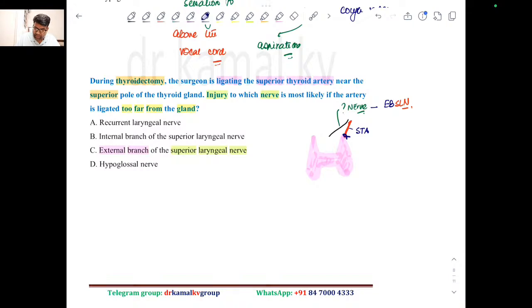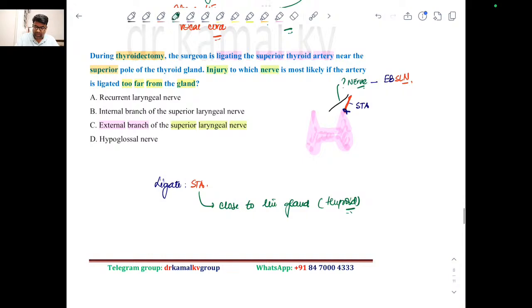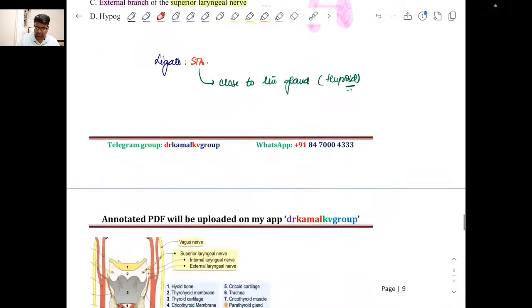So ligate the superior thyroid artery close to the thyroid gland, and this will minimize any chance of injury to the external branch of superior laryngeal nerve. And I think most of you can answer, if I ask you which muscle will get paralyzed, that it is cricothyroid, right? So please remember this beautiful concept.